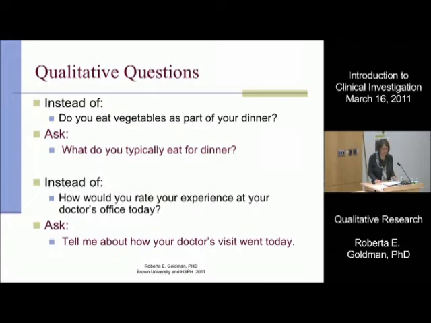Or how would you rate your experience at your doctor's office today? The person might say, well, it's okay, or it's very good, which is fine if you're doing a survey, but don't you want to know more? Don't you want to know what was good about it and why was it good, and is it always good like this, or is it different than it was last time? And do you expect it to be this good next time?